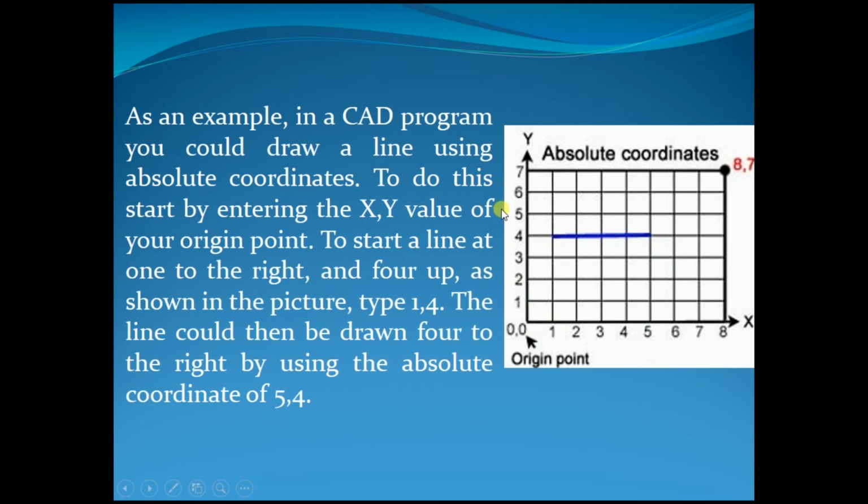For example, this is a graph. In x direction we have 8 cm. In y direction we have 7 cm. We are going to create a point for 1, 4. In other words, x, y. 1 is x, 4 is y. In this direction, we are going to create a point in direction of x and y. So 1, 4 is this point and 5, 4 is this point. From x is 5, from y is 4. For connecting it, we are going to use a line.